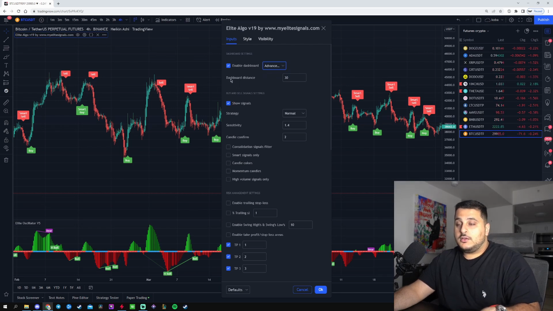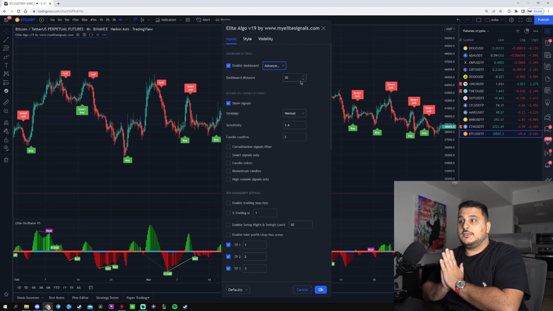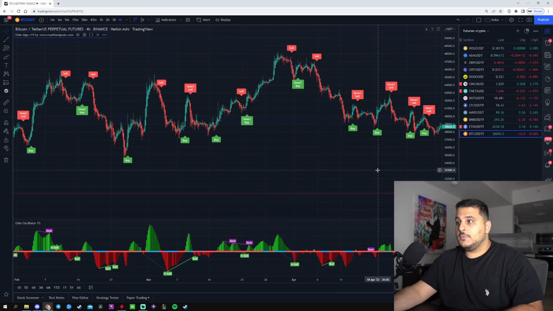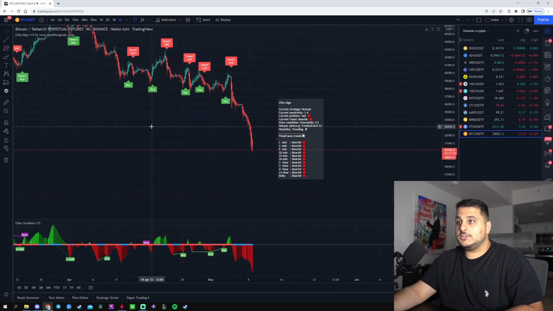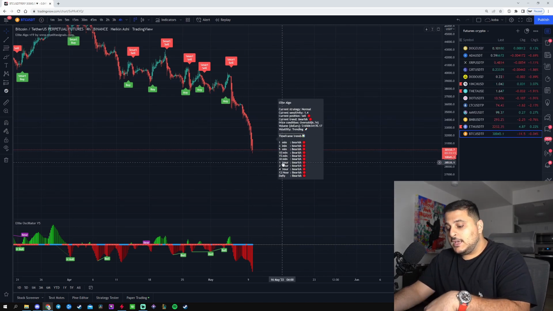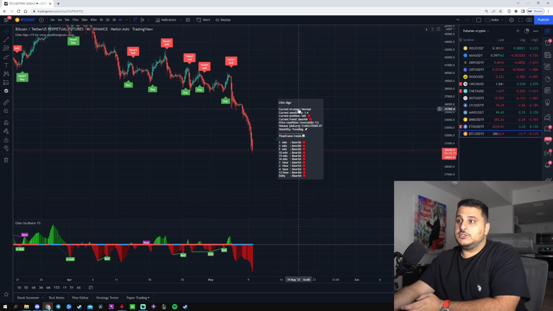And at the bottom here, where it says dashboard distance, this is just how far left or right you would like this dashboard to be on your chart. So now that we have it activated, let me show you exactly how it looks on the chart. So over here, if we look this way, this is the dashboard, this information box that you see right here. So this dashboard will do a couple things. It will tell you what the current strategy is. So we're using the normal strategy currently.